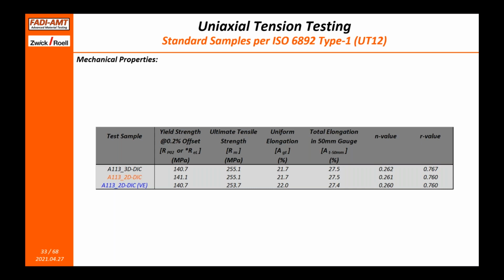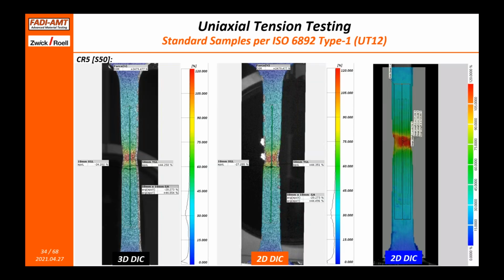But the other mechanical properties like the N value and the R value are almost on top of each other, which means that the results are really comparable between the different systems with very minimal error, if you were to consider that an error as we compare to the 3D DIC. So let's take another material and we'll go a little bit faster here.